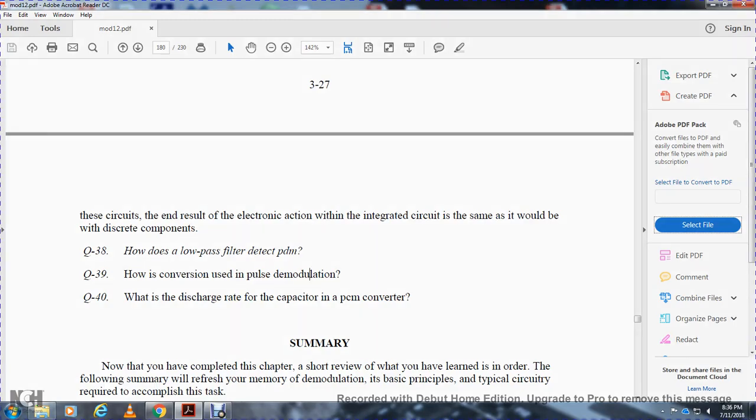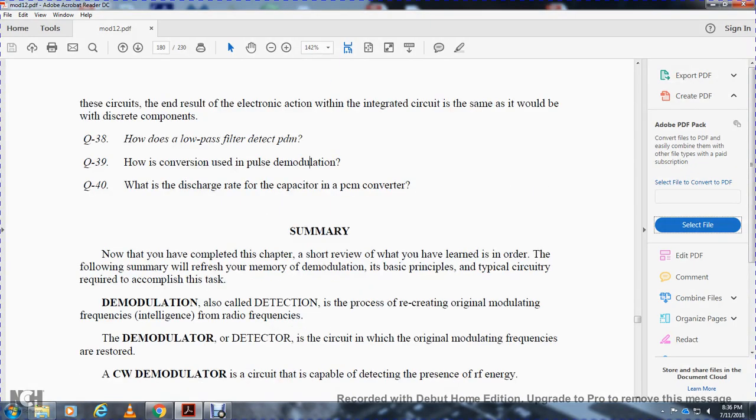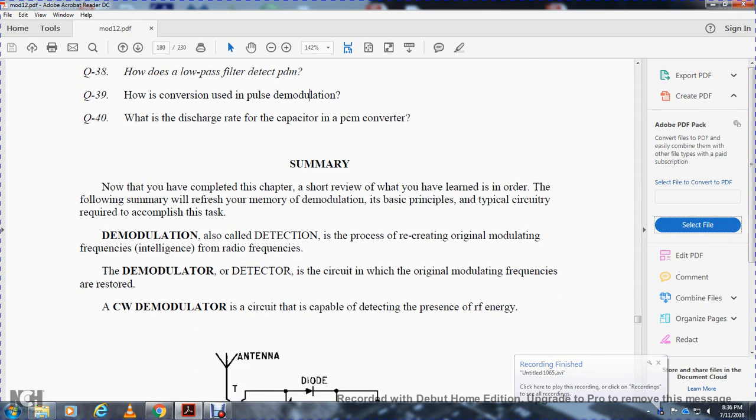Alright, Chapter 3 Summary. Now that you have completed the chapter, here is a review of what you've learned, with some refresher on the basic demodulation principle. The typical circuit is required to detect the complex signal, demodulate for detection, and recreate the original modulating frequencies. Radio frequency demodulation restores the original modulation frequency.